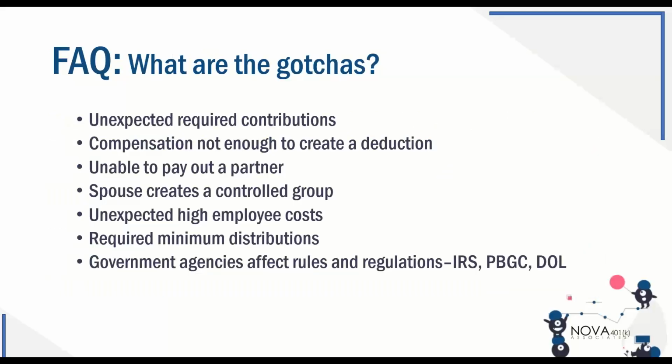All right, so what can go wrong? We can have unexpected required contributions, and that's what I keep referring to. An employer will say, "Well, I don't want to make any this year," and unfortunately, the answer is you have to, or there's a penalty. We can have not enough compensation. We could be unable to pay out a partner because of the 110% rule. Control groups are always a gotcha.